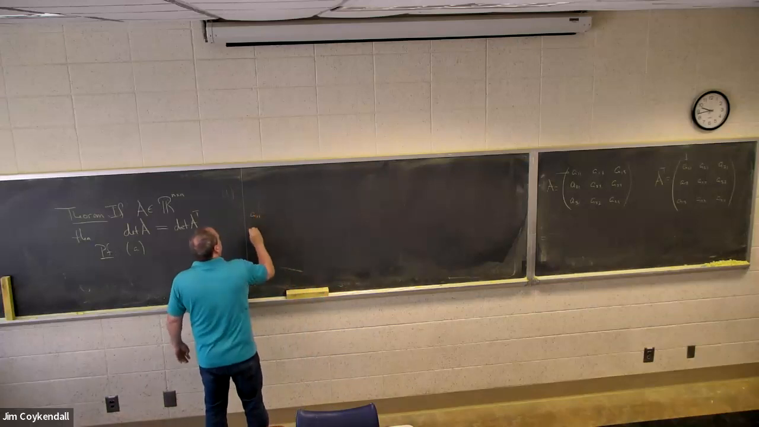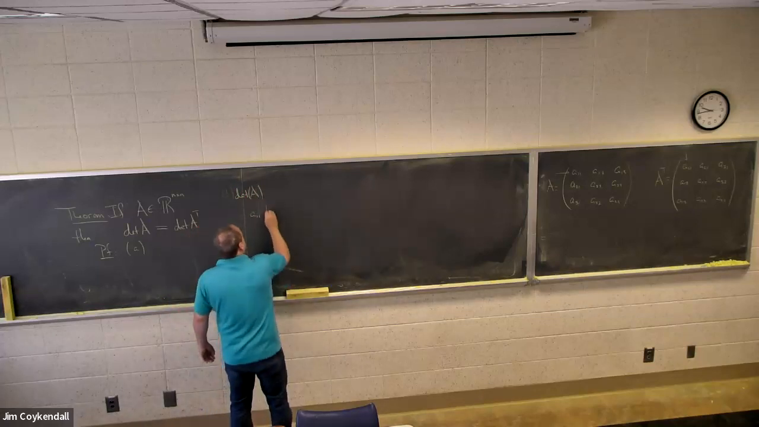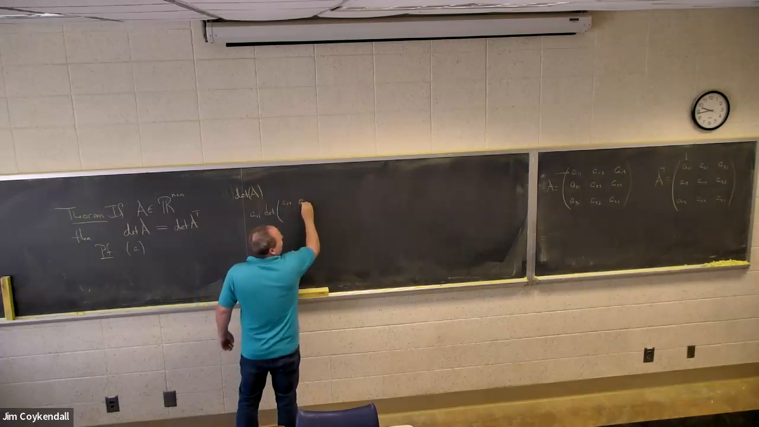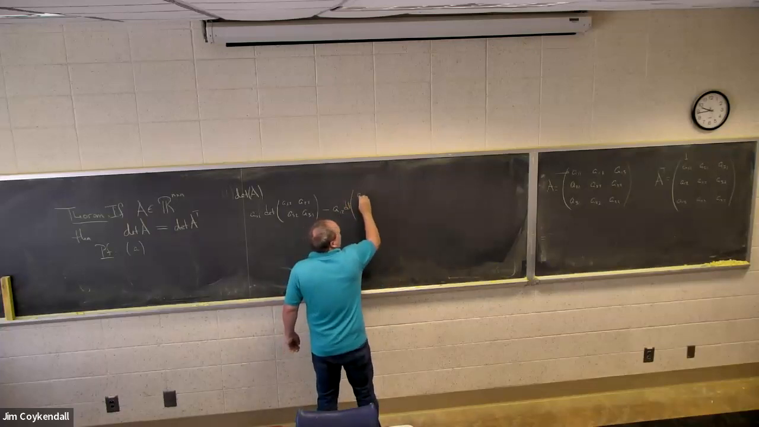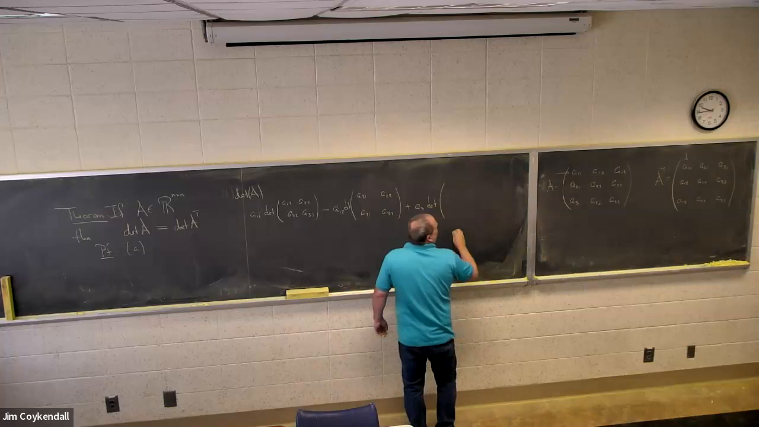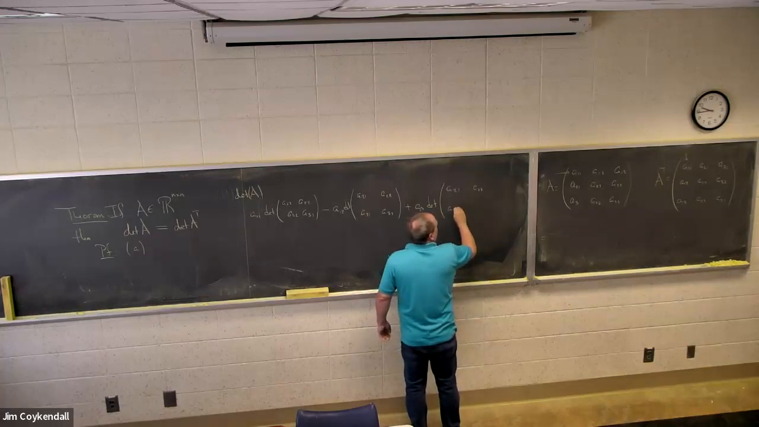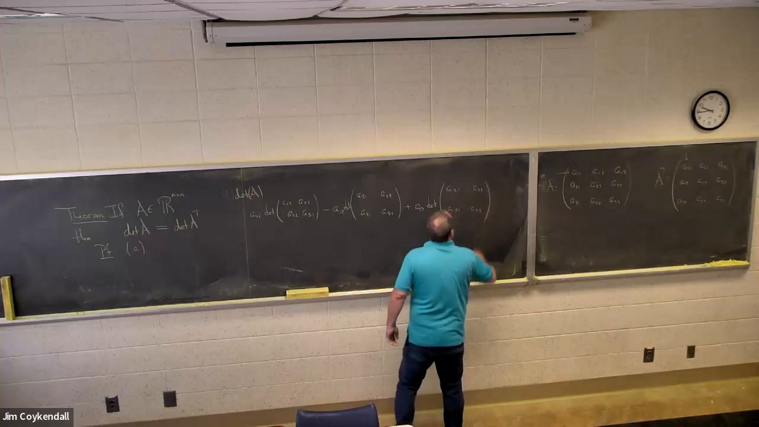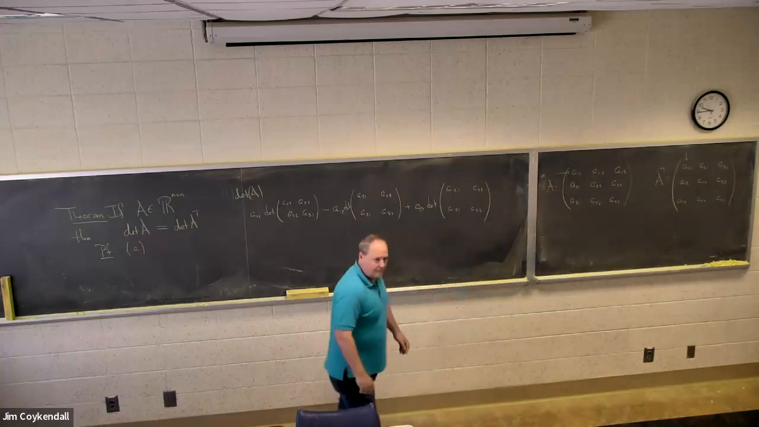I'm going to get A11 times the determinant of A22, A23, A32, A33, minus A12 times the determinant of A21, A23, A31, A33, plus A13 times the determinant of A21, A22, A31, A32. That's the mess all the way. Questions?